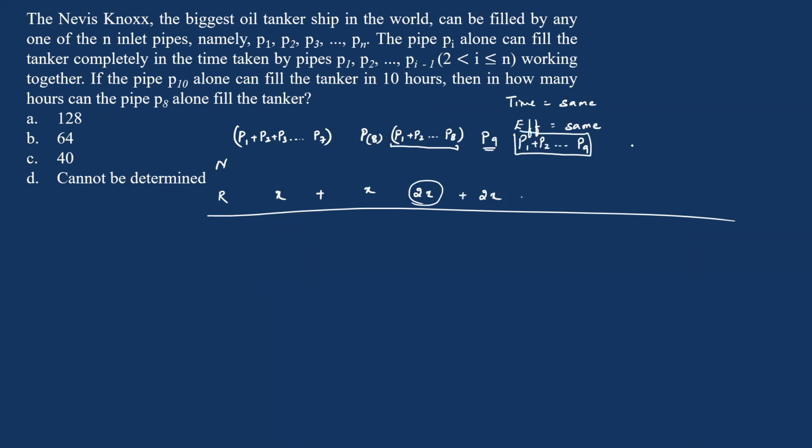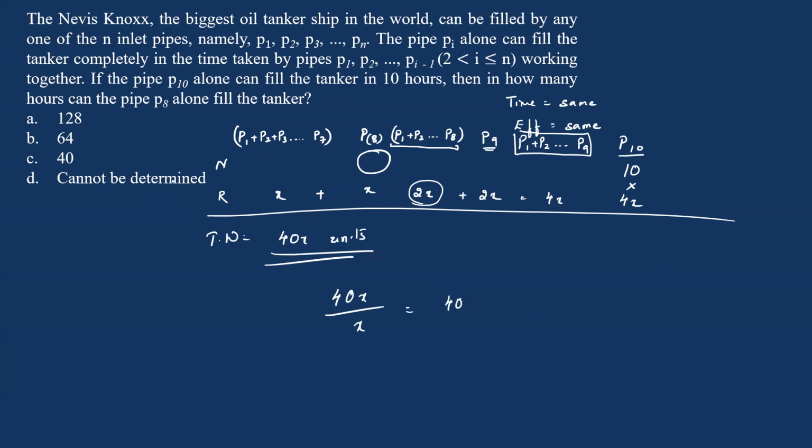And if this is 4x, that means P10 alone will also complete 4x units in 1 hour. And we know that the number of hours taken by P10 alone is 10 hours, which means 10 into 4. So total work we are defining as 40x units. And we want the number of hours taken by P8 alone. So number of hours taken by P8 alone becomes 40x divided by x. That is equal to 40 hours. And that should be your answer.